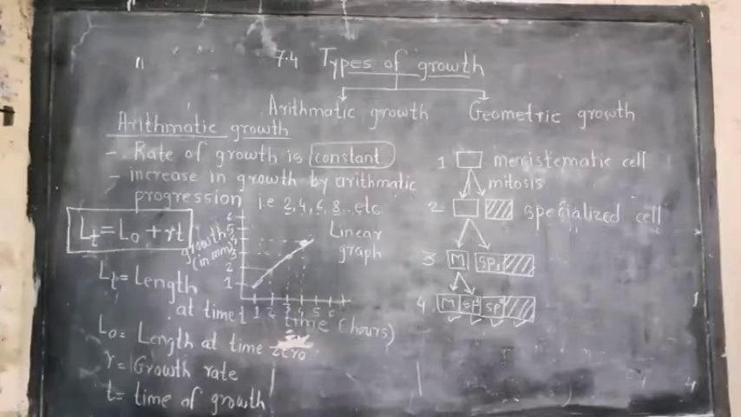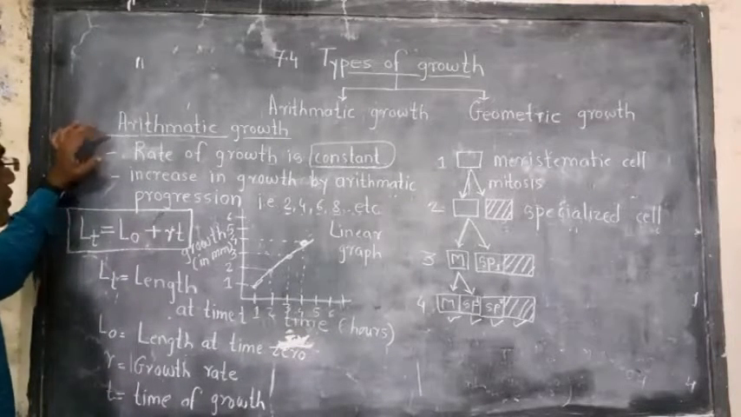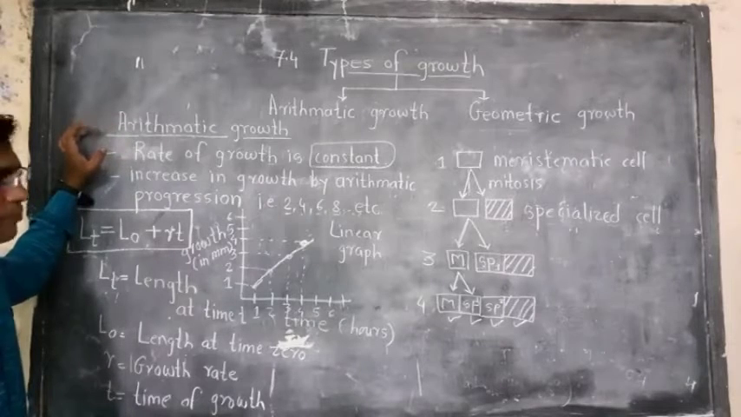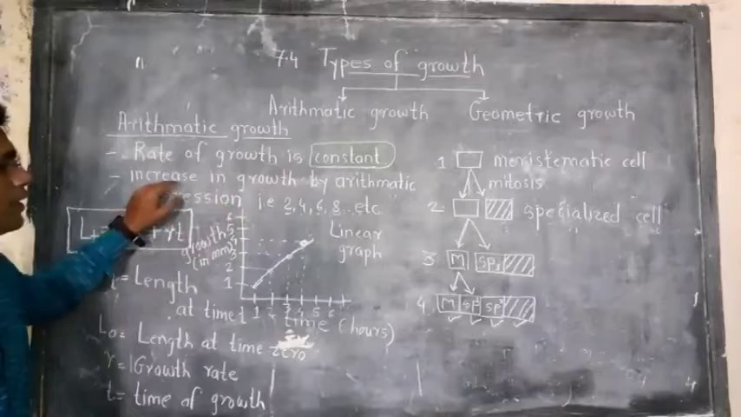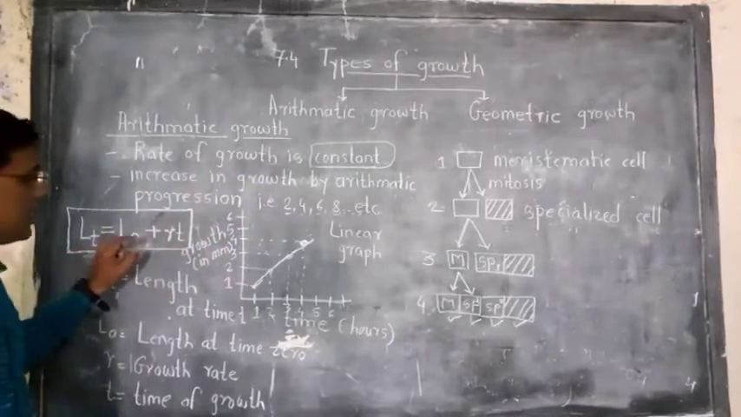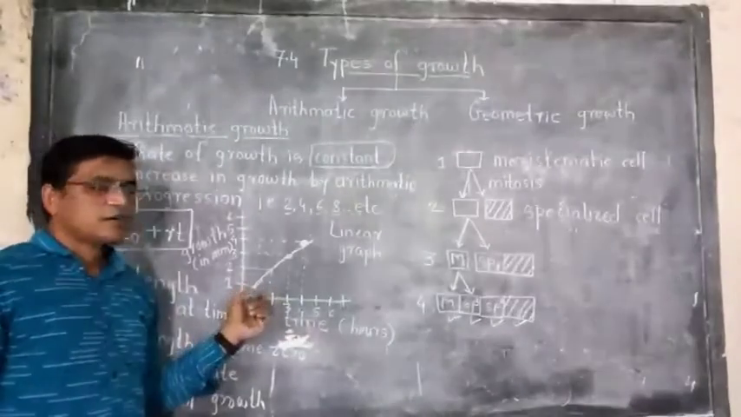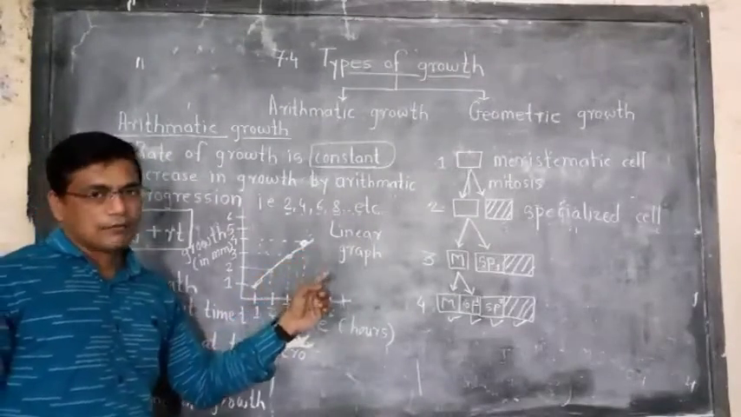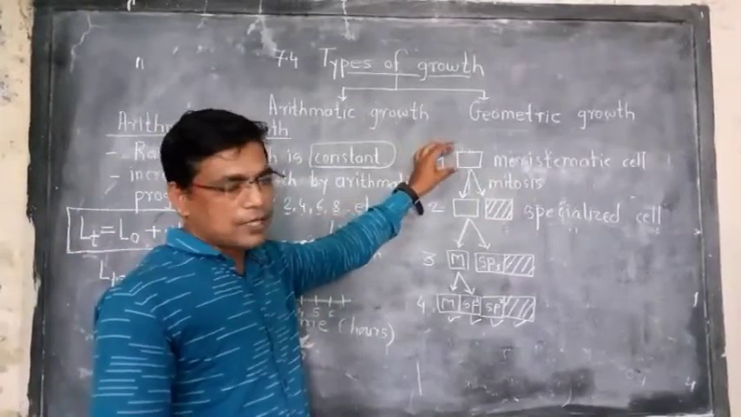Okay, this is about arithmetic growth. We have to understand that in arithmetic growth the rate of growth is constant. It increases in arithmetic progression, and what kind of graph do we get? A linear graph.